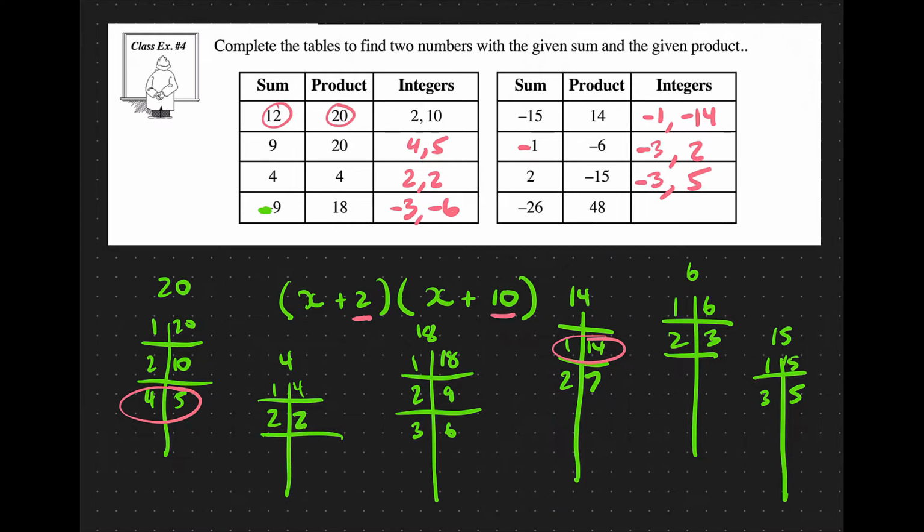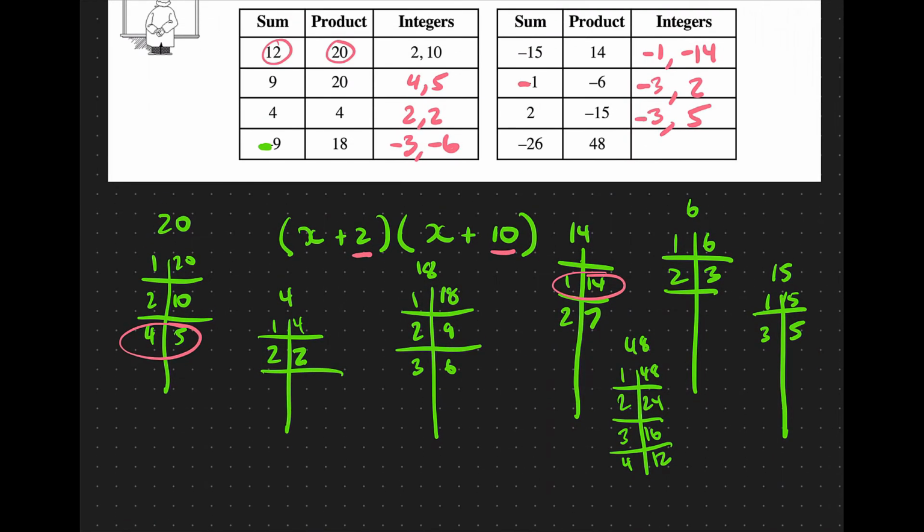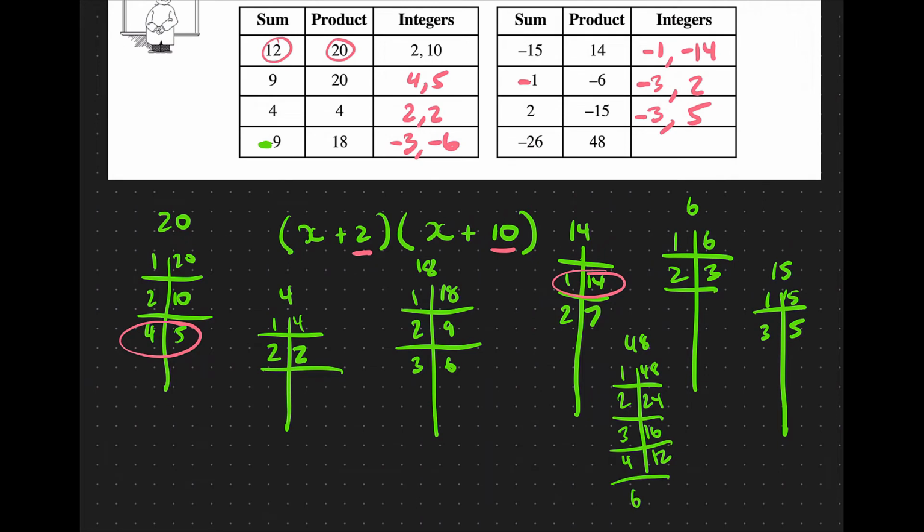So both of the integers will be the same. They will both be, in this case, negative because the sum is negative. So I need to take a look at 48. And what numbers do we have that can multiply together to give us 48? 1 and 48, 2 and 24, 3 and 16, 4 and 12, and also 6 and 8.